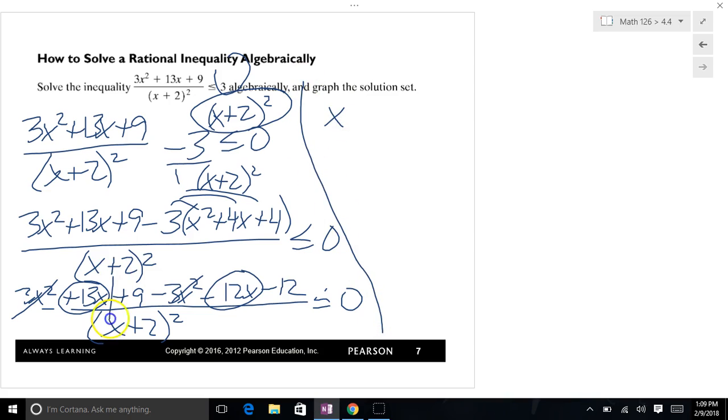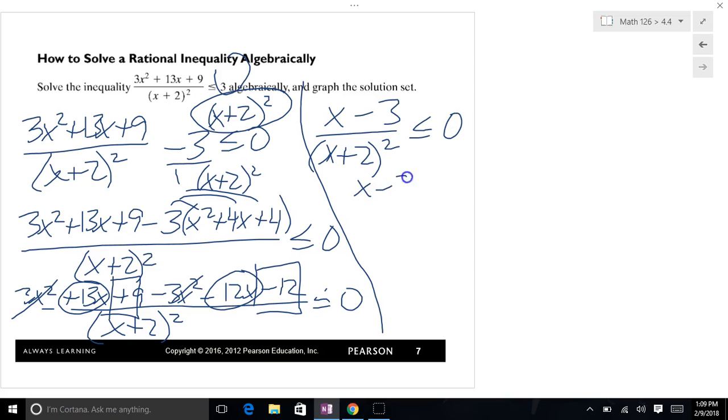I've got, let's see, 9 minus 12, so I've got minus 3. This is over x plus 2 quantity squared. Where's this thing less than or equal to 0? So I've got x minus 3 on top, over x plus 2 quantity squared. Again, where am I less than or equal to 0?